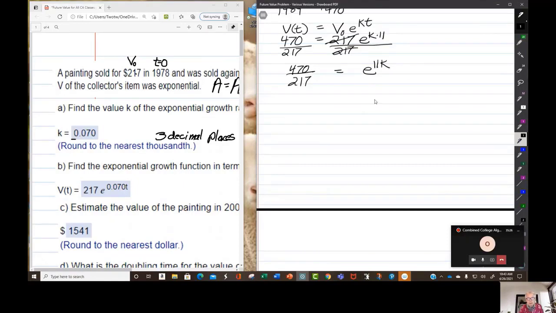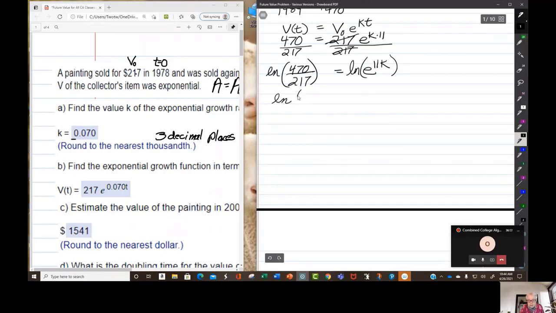Now that we've divided both sides by the number in front of e, we're going to take the ln, the natural logarithm of both sides. We use ln because e is in the equation. So ln of 470 over 217 equals the ln of e to the 11k. Why we do that is so that we can bring k down to ground level, so to speak, so we can solve for it.